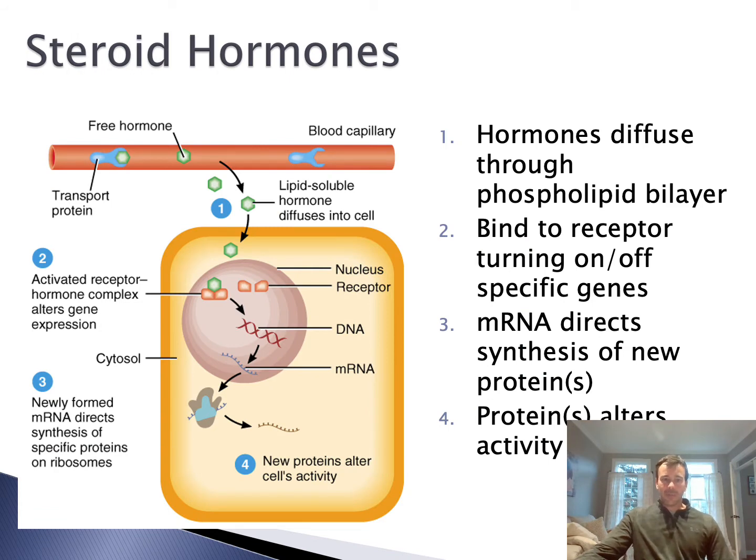As I mentioned, what happens here is that hormones diffuse through the phospholipid bilayer, so it's either a free hormone in the bloodstream or with a transport protein. But in the first step, they diffuse through the lipid bilayer of the target cell. Then in the second step, they bind to the receptor, either turning on or off specific genes. And then the messenger RNA directs synthesis of new proteins, and then the proteins can alter activity.